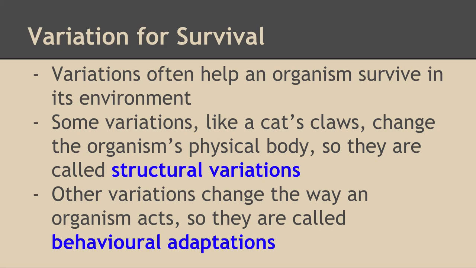These variations help the species survive in their environment. So, some variations, like a cat's claws, change their physical body. These are known as structural variations. Our thumbs that we can fold inwards are one of our strongest structural adaptations because they allow us to pick up and manipulate tools really easily. But other variations are variations in ways that you act, which are behavioral adaptations.